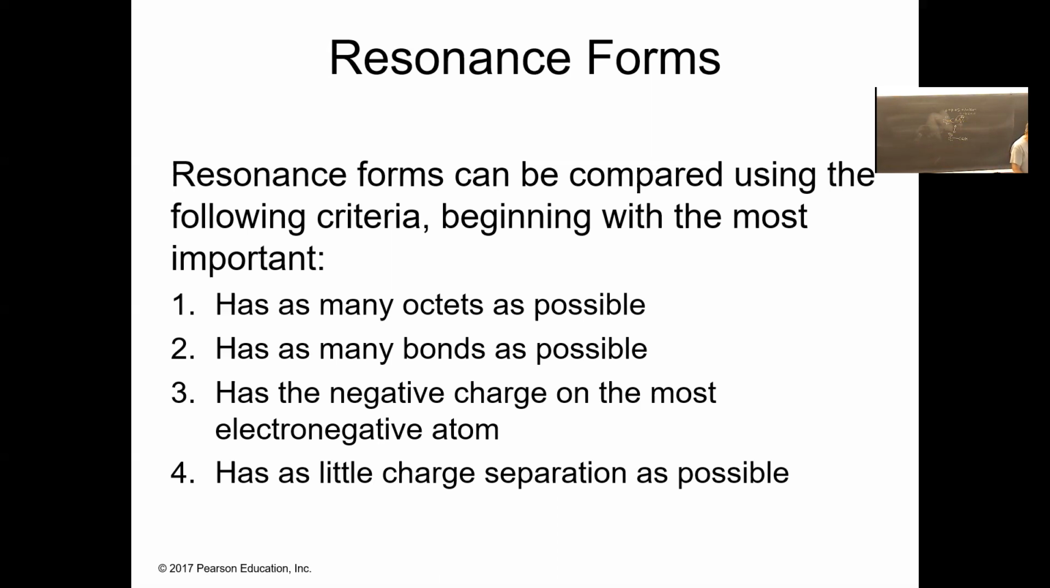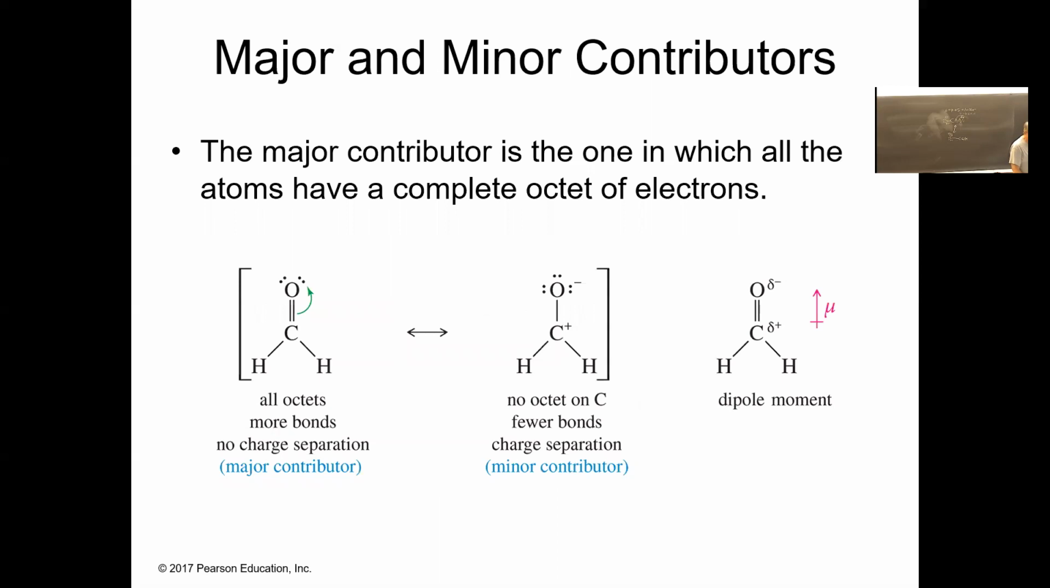Okay, and we want to have as little charge separation as possible. Here we have some major and minor contributors. This is formaldehyde, and in this case, there's no charge separation. If we move a pair of electrons onto the oxygen, that gives oxygen 3 unshared pairs, a negative charge, and then carbon has a plus charge.